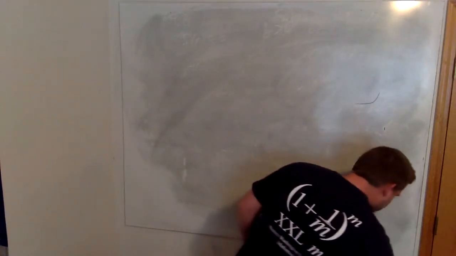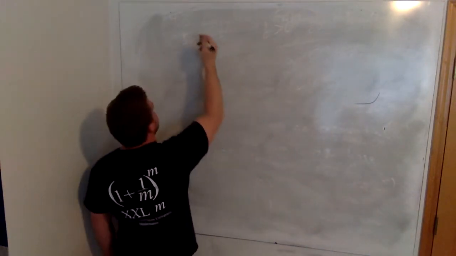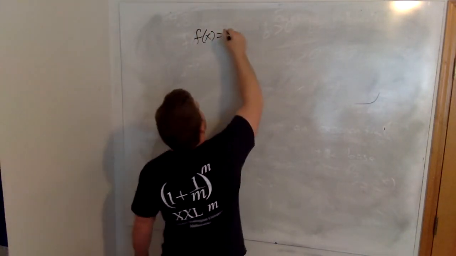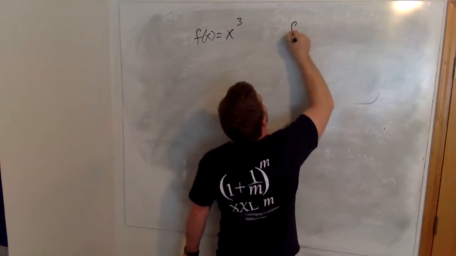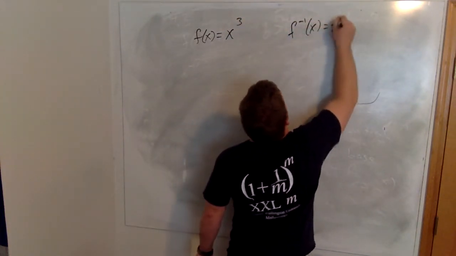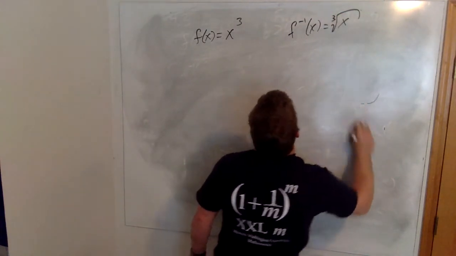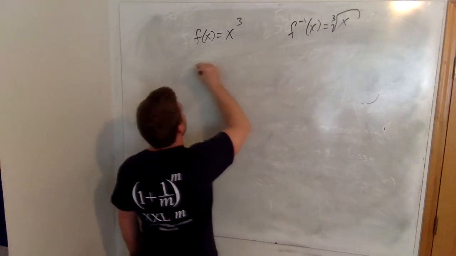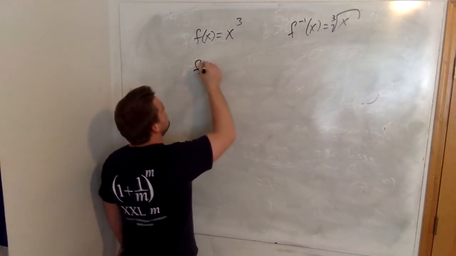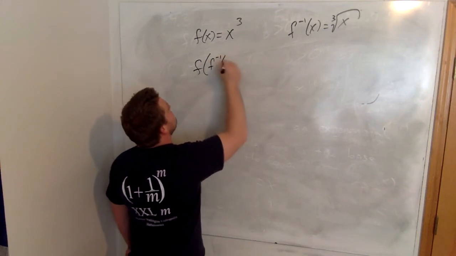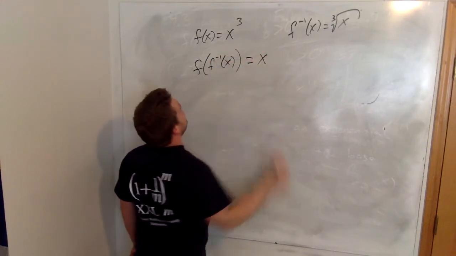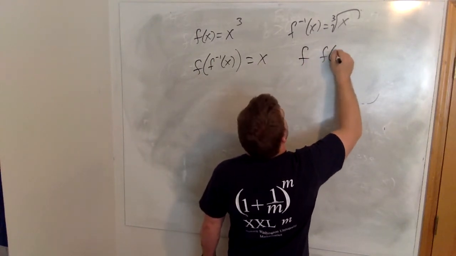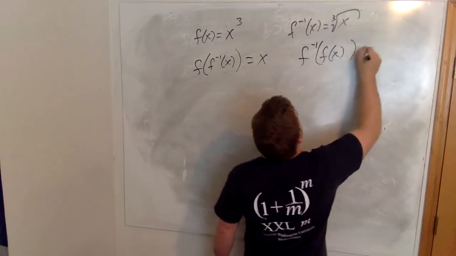For example, I wrote this on the board not too long ago, but if we have a function f of x equal to x cubed, its inverse is the cube root of x. Now there's a special property with functions and their inverses. Remember we learned when we take a function and we compose it with its inverse, what happens? We just get out x. Similarly, if we do the opposite composition, this will also be x.